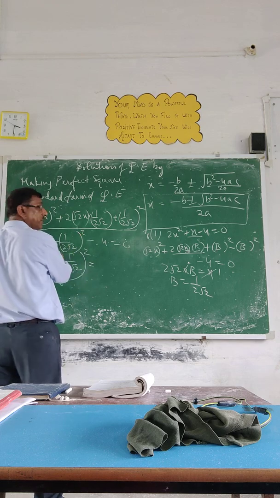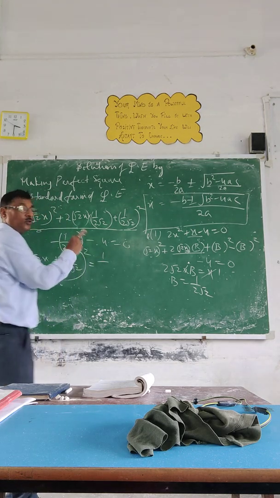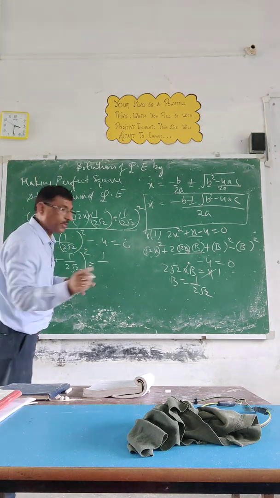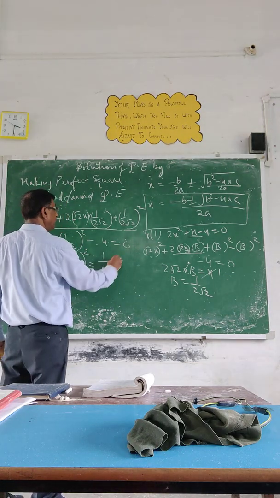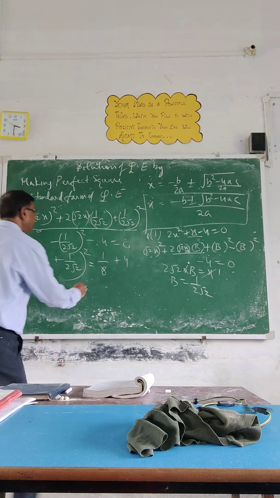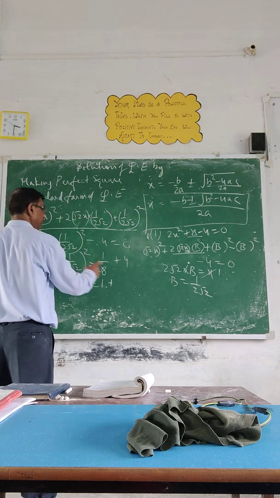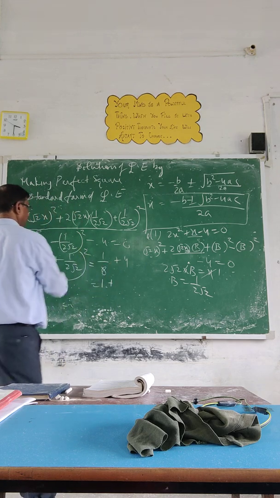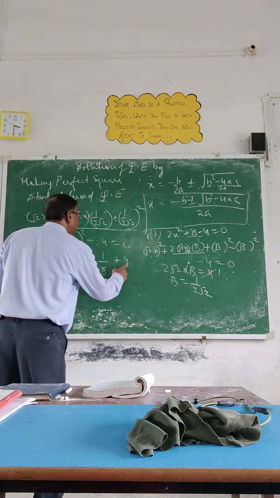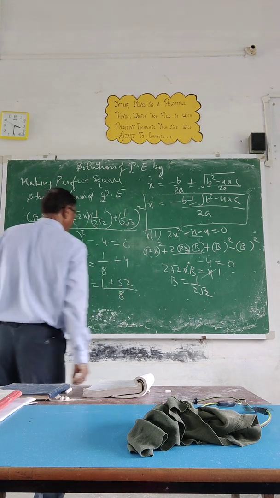It's a square, minus will become plus. 1 upon 2 square is 4, root 2 square is 2. 4 into 2 is 8. 8 minus 4. Okay. Now just solve. What will you get? 1 plus, here we get what? 32 upon 8. Okay.